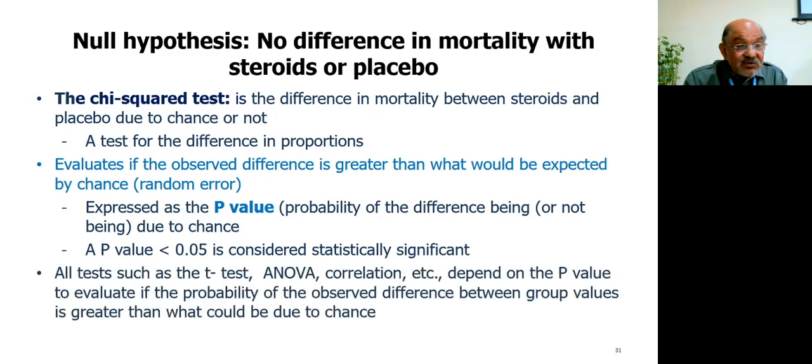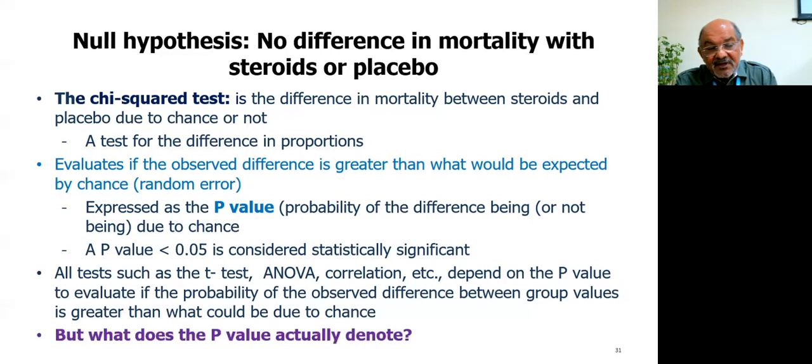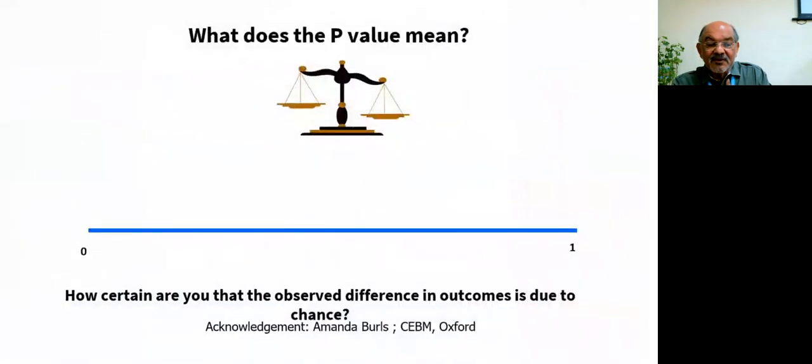Now, you can also use the same kind of principle if you're comparing means and standard deviations in two groups or multiple groups, where you use ANOVA or a t-test. You'll end up with a p-value. And the p-value tells you only that. So what actually does the p-value denote? It basically tells you how certain you are that the observed difference in the outcomes is due to chance or not due to chance.